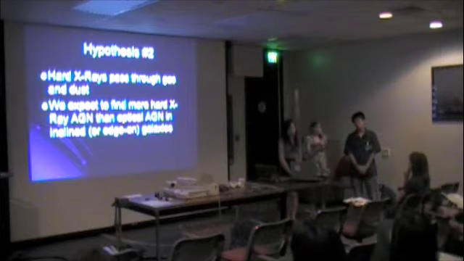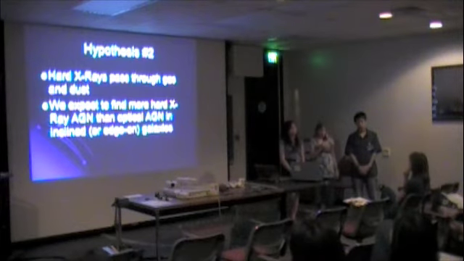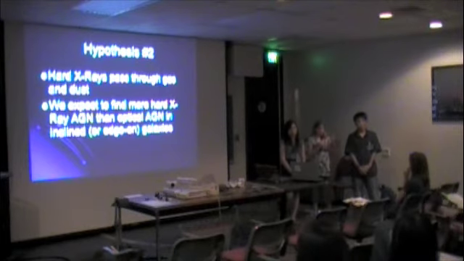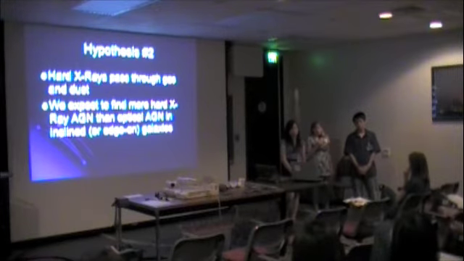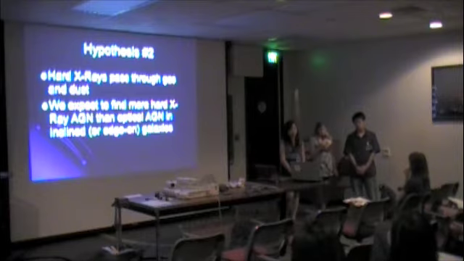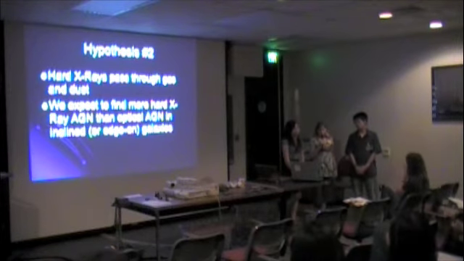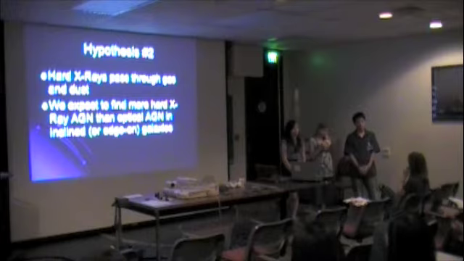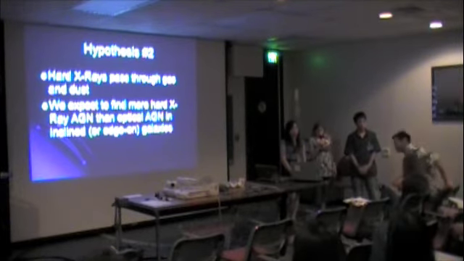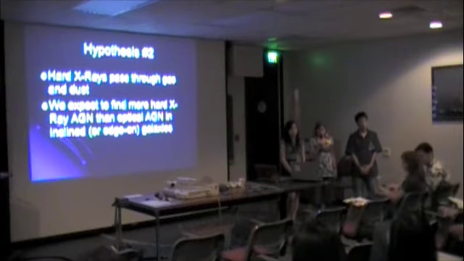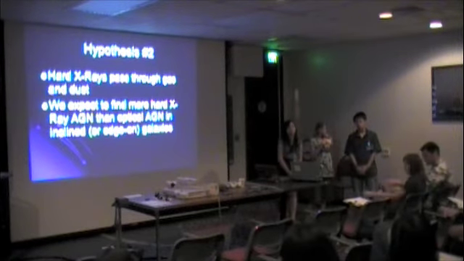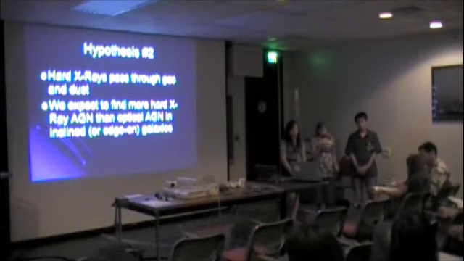Our second hypothesis has to do with how we find these AGN. Because there's a lot of gas and dust separating us from the black holes, it's sometimes hard for us to see them. So we think that X-rays and gamma rays, which are beyond our light spectrum, are going to work better for finding these galaxies because they can go straight through all that gas and dust.